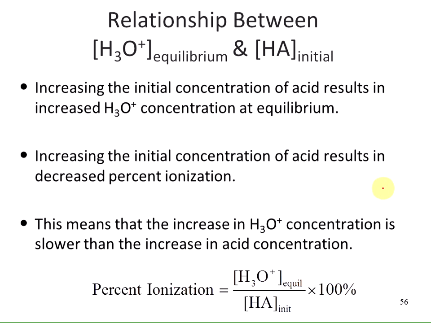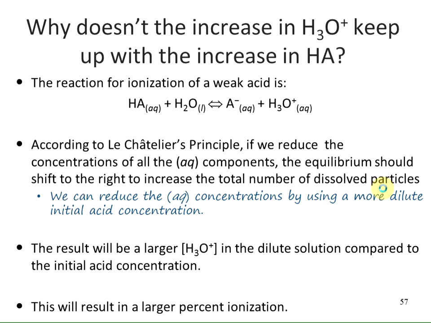The reaction for the ionization of a weak acid is shown right here. And according to Le Chatelier's principle, if we reduce the concentration of all the aqueous components, the equilibrium should shift to the right to increase the total number of dissolved particles. We can reduce the aqueous concentrations by using a more dilute initial acid concentration. The result will be a larger hydronium concentration in the dilute solution compared to the initial acid concentration. This will result in a larger percent ionization.